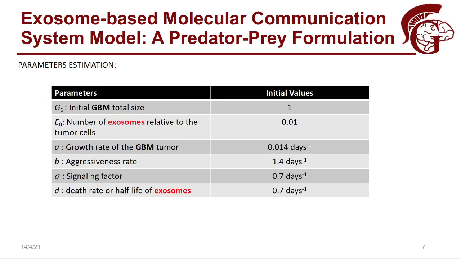So in this table, we present the parameters estimated for our model, and initially, we also normalize the values of the tumor size G and the population of exosomes E. So with these initial values, G0 has a value of 1, and E0, the number of exosomes relative to the tumor cells, is 0.01. The growth rate of the tumor is estimated at 1.4% a day, and the aggressiveness rate is 1.4 per day, which basically means that 1.4 tumor cells are killed by 1 exosome per day, and the signaling factor sigma is estimated to be 0.7 per day, and the half-life of exosomes to be 0.7 per day.